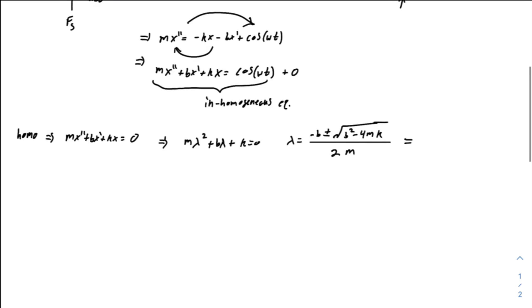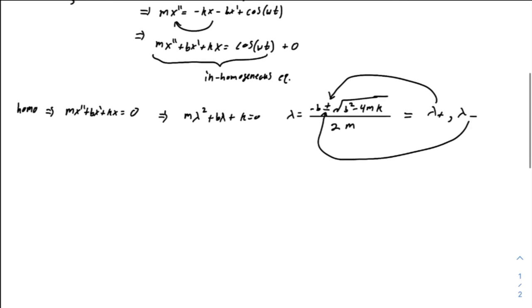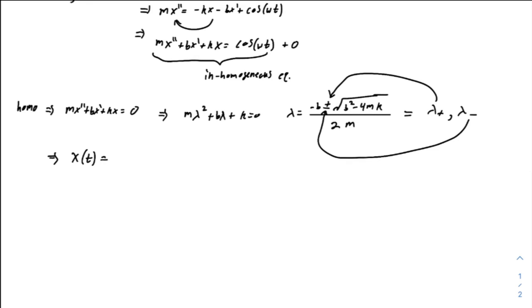Okay, so I'm going to call this lambda plus and lambda minus. That's not a minus, that was a 2. But lambda plus is going to be the plus part, and lambda minus is going to be the minus part right here. So then we get the solution. X as a function of time, right? Because this is going to be oscillating in time. So I'll just use t as my variable for time. It's going to be equal to some constant c1 e to the lambda plus times time plus c2 e to the lambda minus times time.